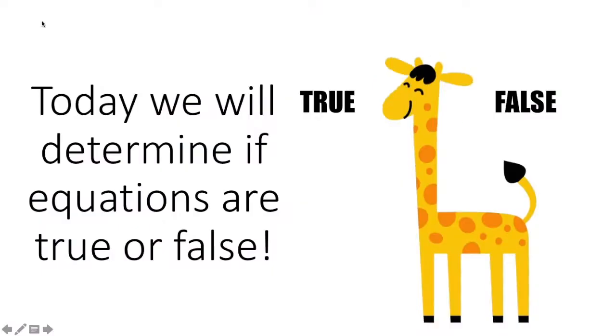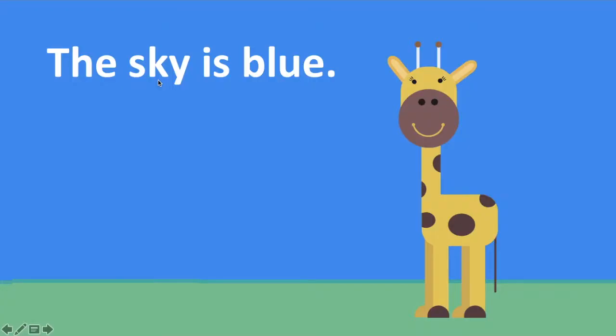Today we will determine if equations are true or false. But first, let's talk about what true and false even mean. True means that something is a fact. It is a reality. It is something that we definitely know is right.